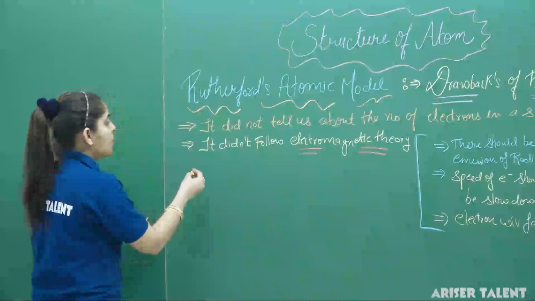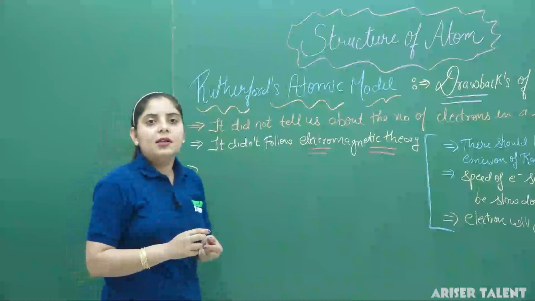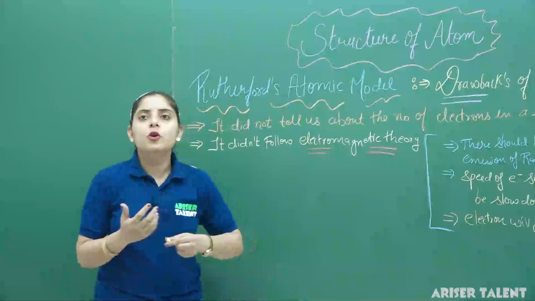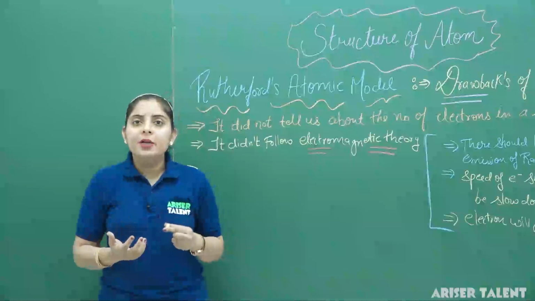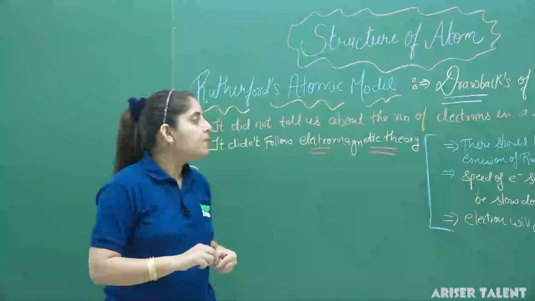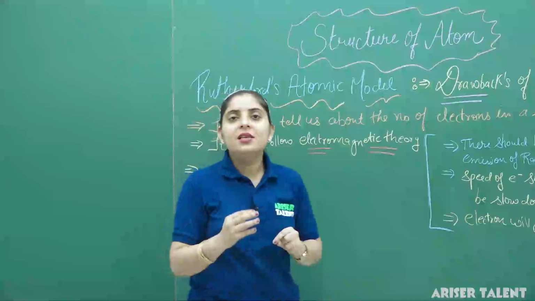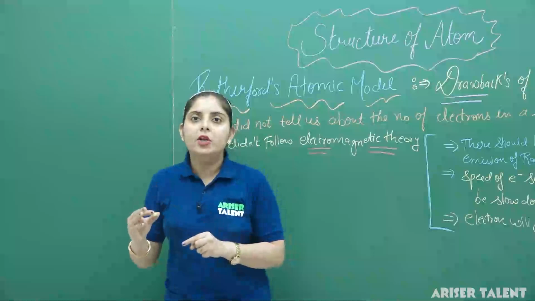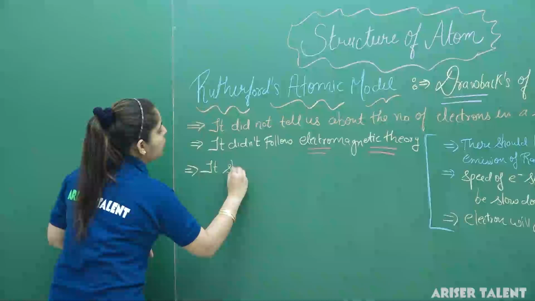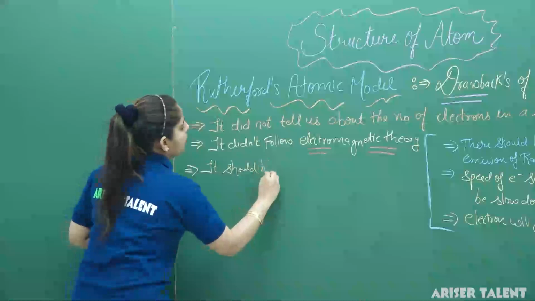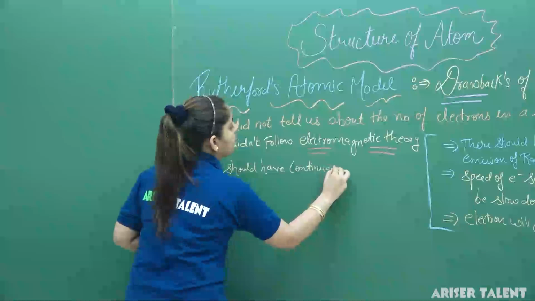Now, what is the third drawback of Rutherford's atomic model? Firstly, it could not tell us about the number of electrons in a particular shell. Secondly, it was not able to explain the electromagnetic theory. Thirdly, if there is a continuous emission of radiations, the spectrum should be continuous.